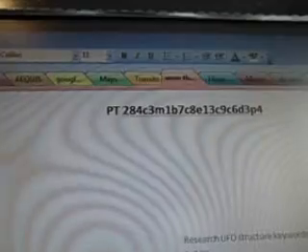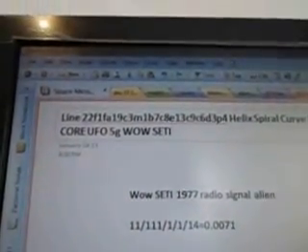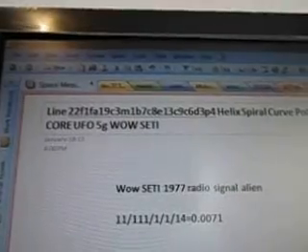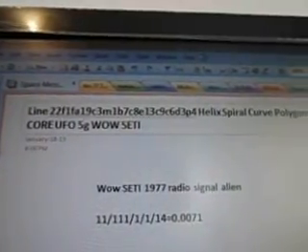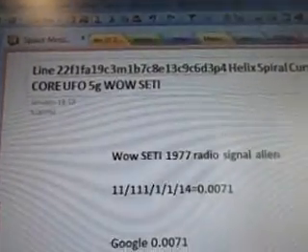So it's part 2A4, C3M1b7c8e13c9c6d3p4. It's line 22f1fa19c3m1b7c8e13c9c6d3p4. Helix, spiral, curve, polygons, core, UFO, 5G Wow Seti.